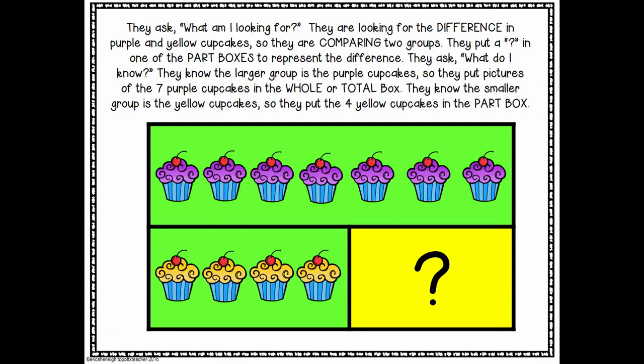They asked, "What am I looking for?" They are looking for the difference in purple and yellow cupcakes, so they are comparing two groups. They put a question mark in one of the part boxes to represent the difference. They ask, "What do I know?" They know the larger group is the purple cupcake, so they put pictures of 7 purple cupcakes in the whole or total box. They know the smaller group is the yellow cupcake, so they put the 4 yellow cupcakes in the part box.